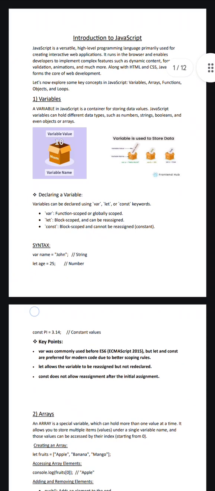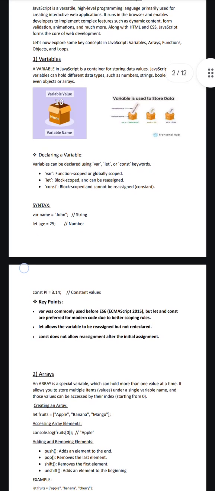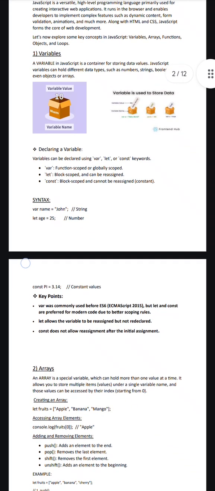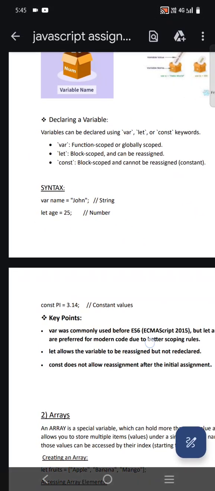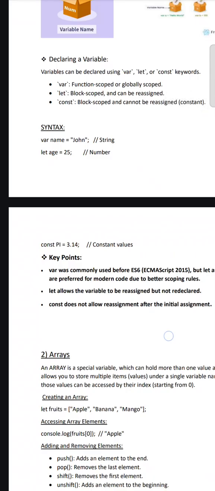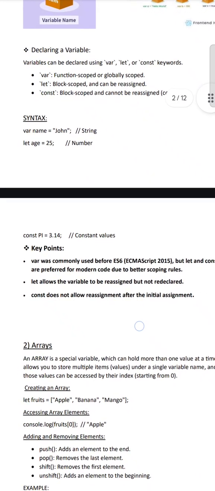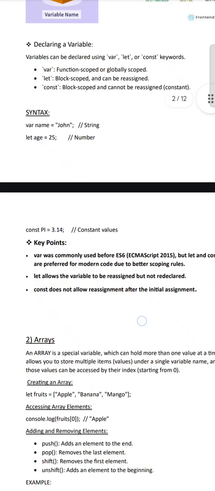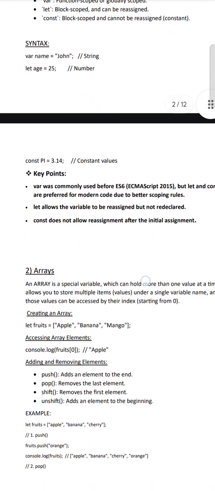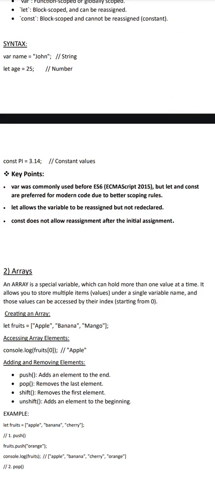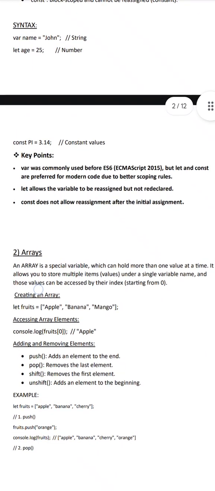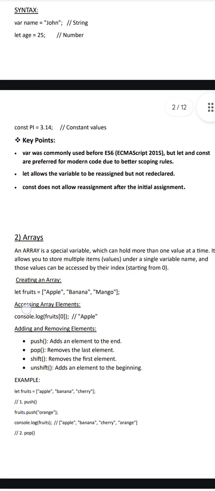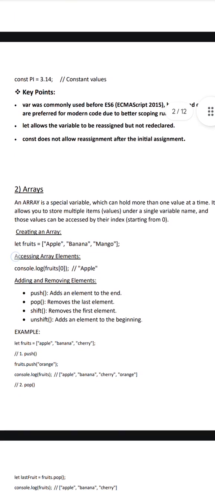It is always constant. The syntax of var is var name = "John". let can be given by let age = 25. It is simple: we add the keyword before the name of the variable. The key points are var was commonly used before ES6. let allows the variable to be reassigned but not redeclared. The const keyword does not allow reassignment after the initial assignment.